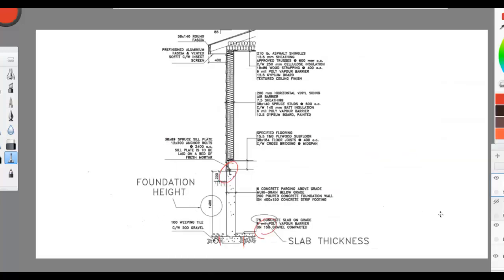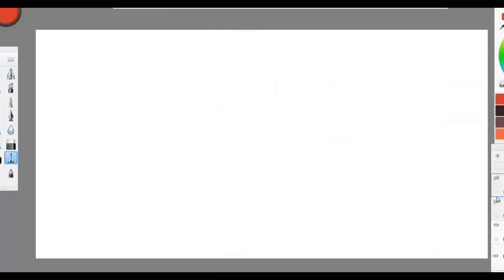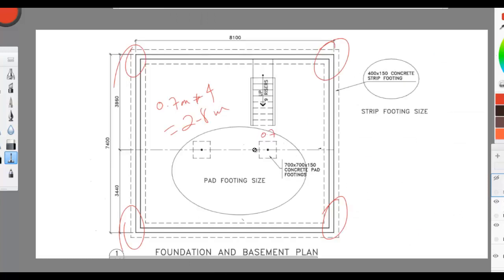For the pad footing, we need to go to the plan. So you see here, pad footing, we have two of them here, and with the pad footing we have four sides for the formwork. This is 1, 2, 3, and 4. And each side is 0.7. So if you multiply 0.7 by 4, you get 2.8 meter length. This is the perimeter. That will be multiplied by the thickness of the pad footing, which is 0.15.